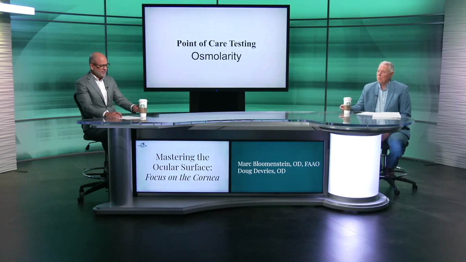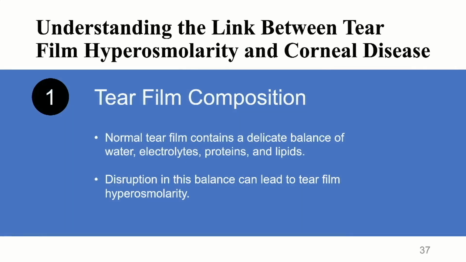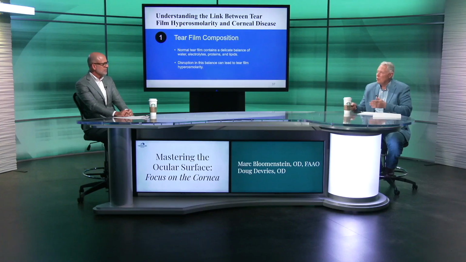So we're going to start off with point-of-care testing today, and the test we're going to start off with is osmolarity. I think it's important to really understand the link between tear hyperosmolarity and corneal disease. And really it's tear film composition. As we look at this delicate balance of water and electrolytes, the tear is complex. Right. And if you disrupt this balance, it's going to lead to tear film hyperosmolarity.